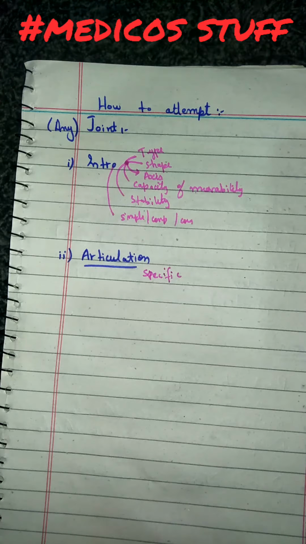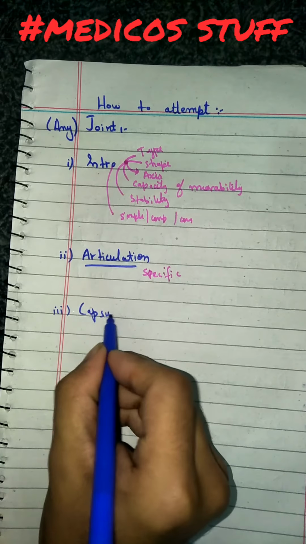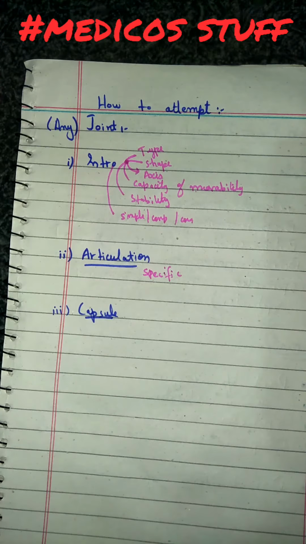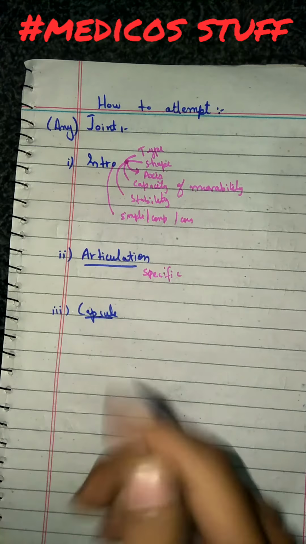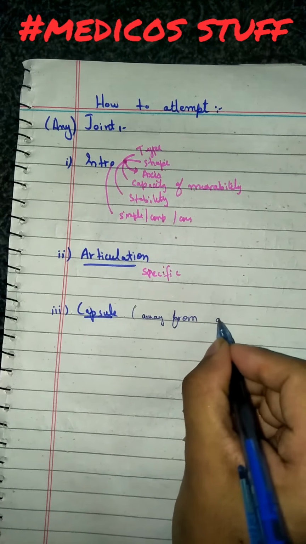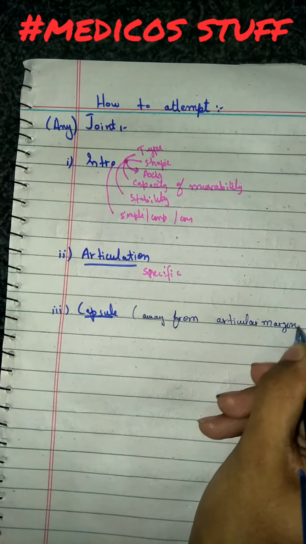The next heading is the capsule. You have to write about the capsule and the surfaces covered by the capsule, and those surfaces which are not covered by the capsule. You must remember that the capsule is always attached away from the articular margins. The capsule is always away from the articular margins.